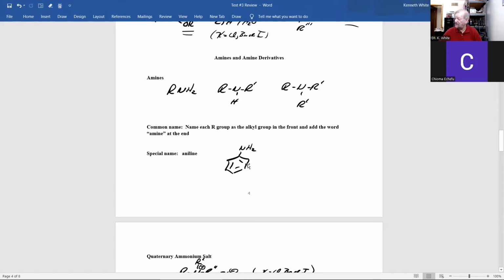Now, I've only asked you to learn the common names for amines, and that is name each R group as the alkyl group it is, put that in the front, and then add the word amine. Now, there's one special amine I'd like you to know. When you have a benzene ring bonded to nitrogen and 2 hydrogens, that's called aniline.